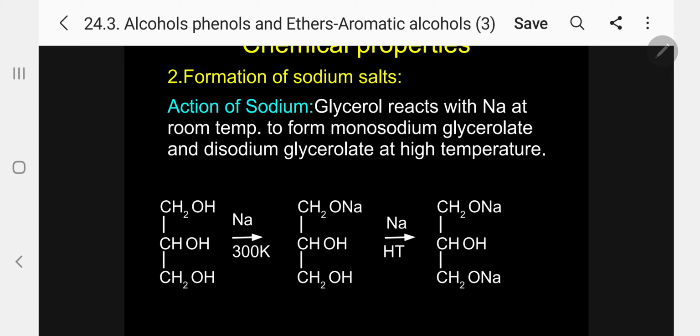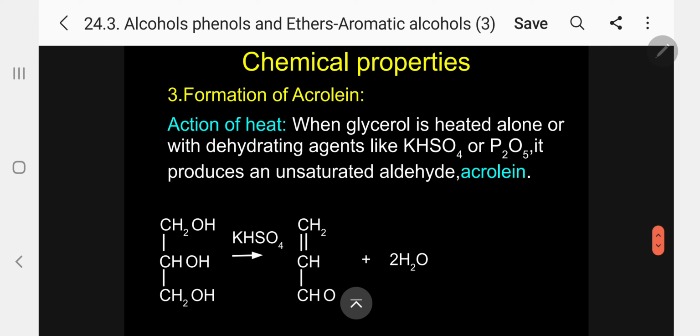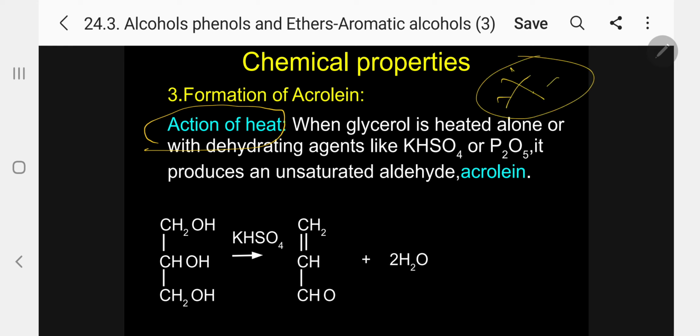Please follow. Third one, formation of acrolein or acraldehyde, an unsaturated aldehyde. Action of heat. This is also commonly asked. Please memorize. What happens when glycerol is heated with potassium hydrogen sulfate? A dehydration takes place. Kindly follow.